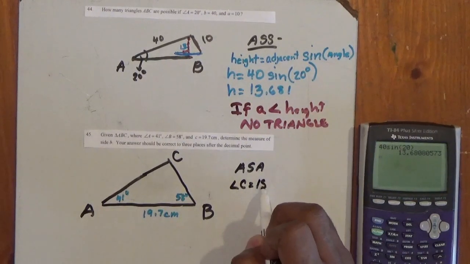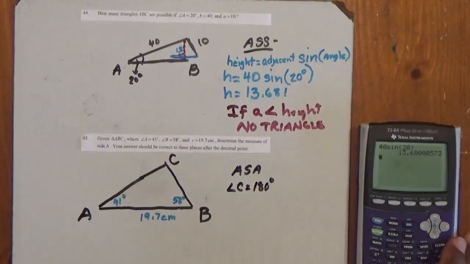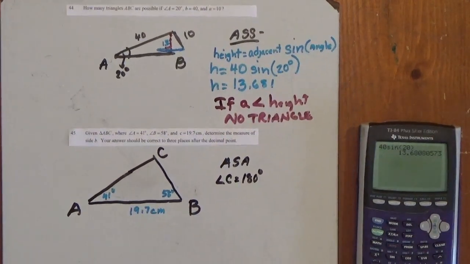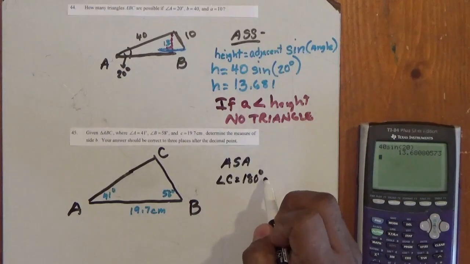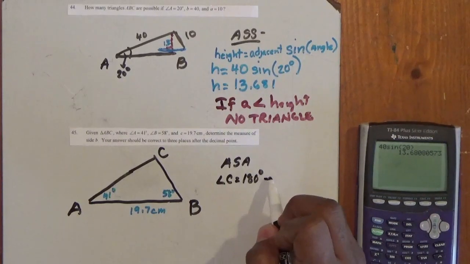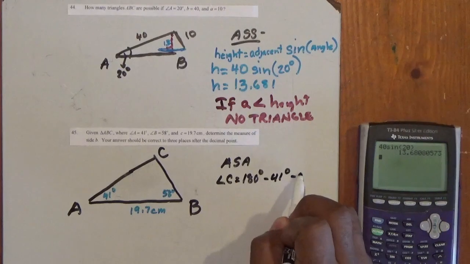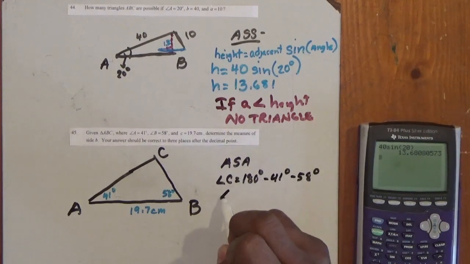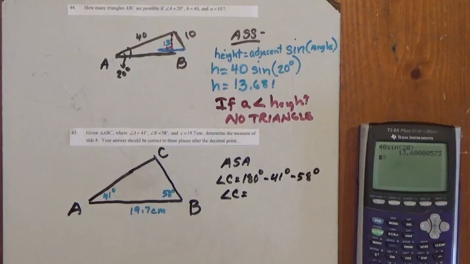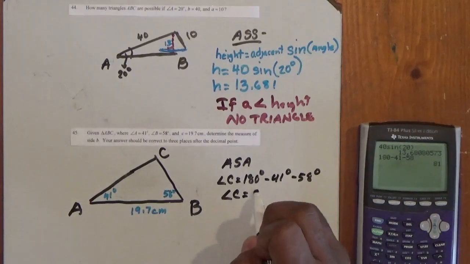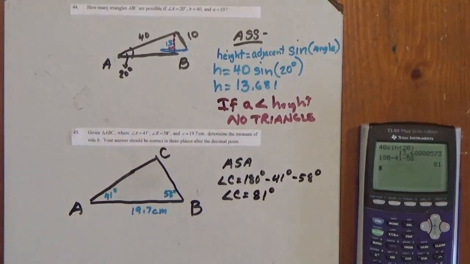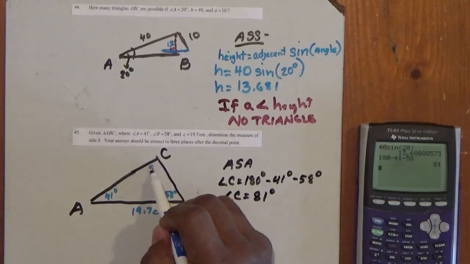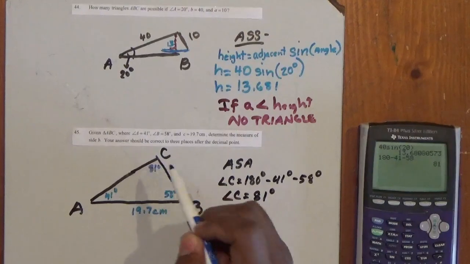Angle C is going to be 180. We know the sum of the angles of a triangle is 180 degrees. So we can figure out the third: 180 minus 41 degrees minus 58 degrees. That's going to give us angle C. So we're saying that angle C is equal to 81 degrees. Got that going first.